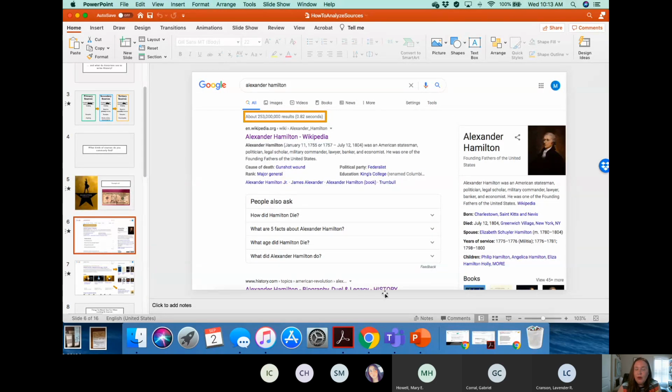So if you pull up Google for Alexander Hamilton, this is what you get. Notice that we've got 253 million results. Ain't nobody got time to read through all of that. Now, you'll see the top result is Wikipedia.